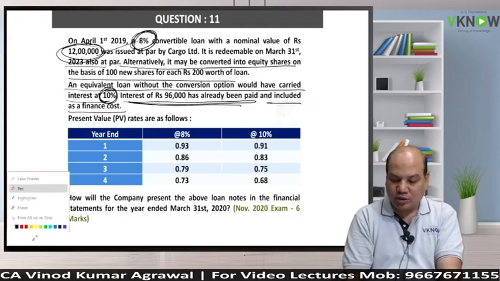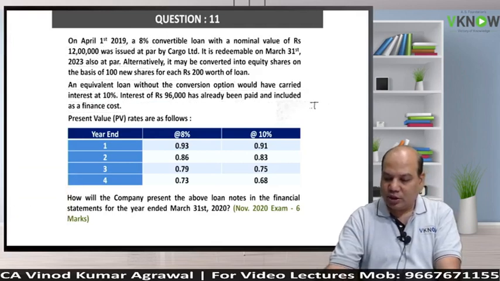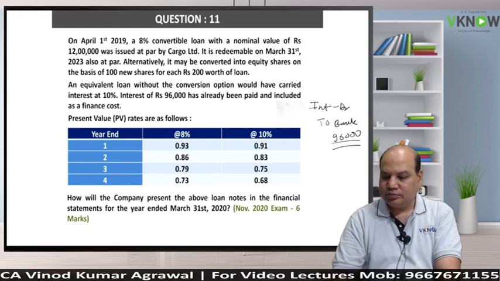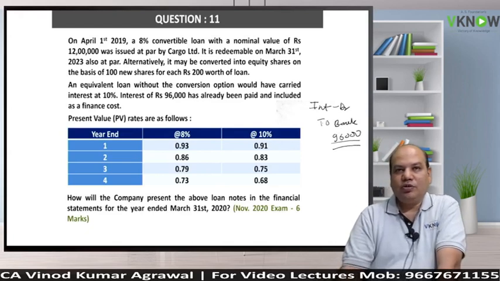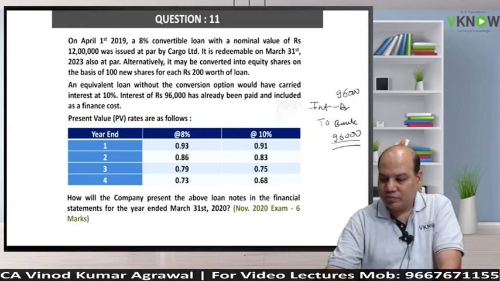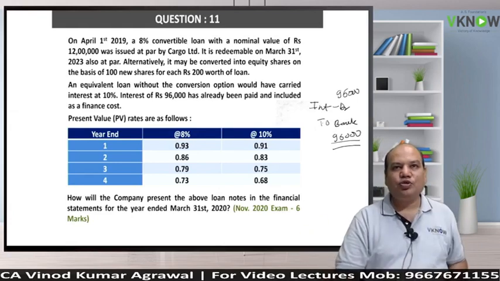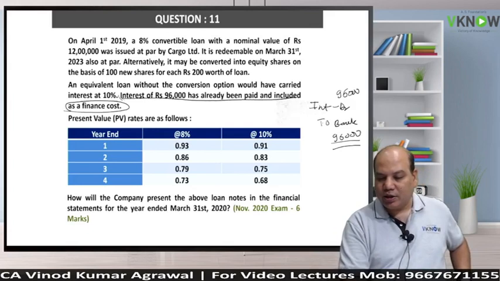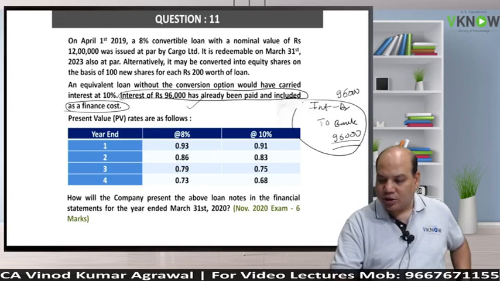So what entry has the accountant already passed? The accountant has passed the entry: interest account debit to bank account 96,000. But is it right? It is not right. It is not based on the effective rate. So we have to pass one rectification entry in this problem. This entry is already passed, so I have to see what rectification entry needs to be passed. What is the new thing about this question? You will have to pass a rectification entry for this transaction which they have already recorded.